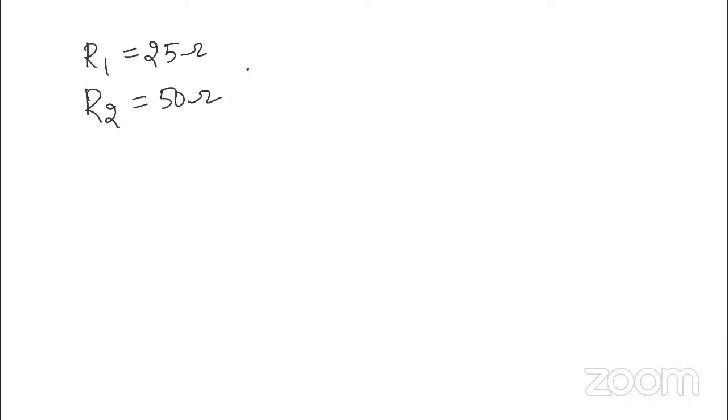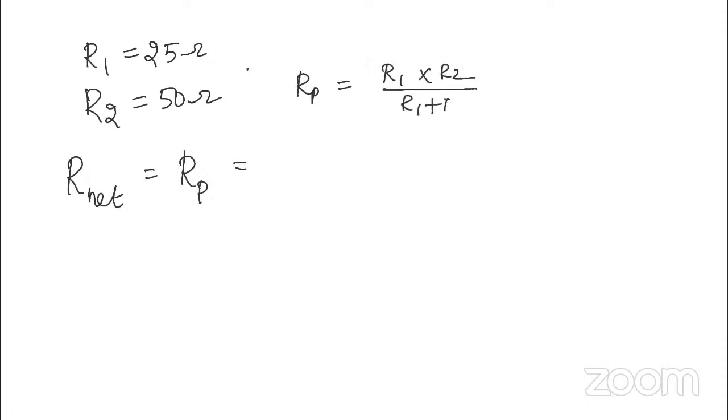R net value should be equal to R parallel. If it is connected in parallel, we have the formula, that is RP is equal to R1 into R2 divided by R1 plus R2. So substitute in the formula and tell me what values you get.